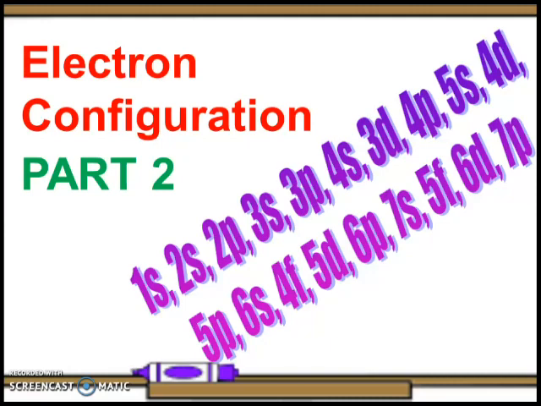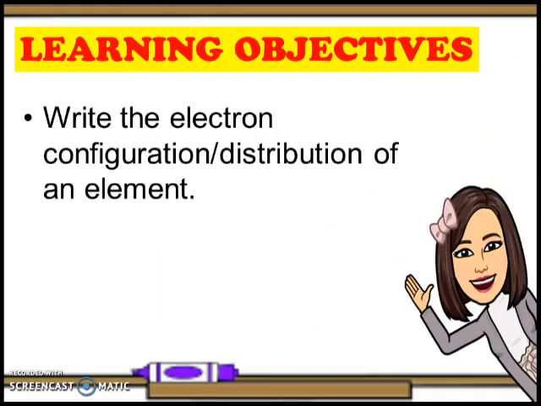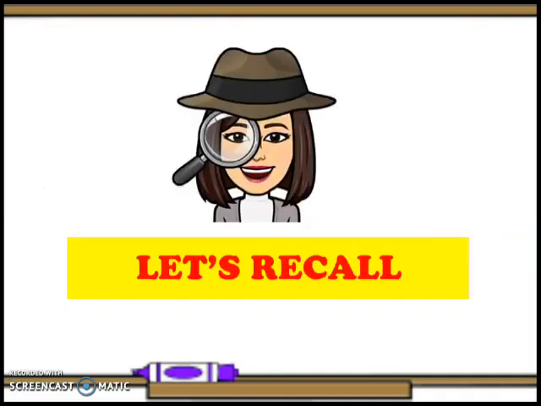Today, we will talk about electron configuration. At the end of our lesson, you should be able to write the electron configuration or distribution of an element and determine the pattern of filling the orbitals based on the given distribution. But before we proceed to our discussion, let's have a review.